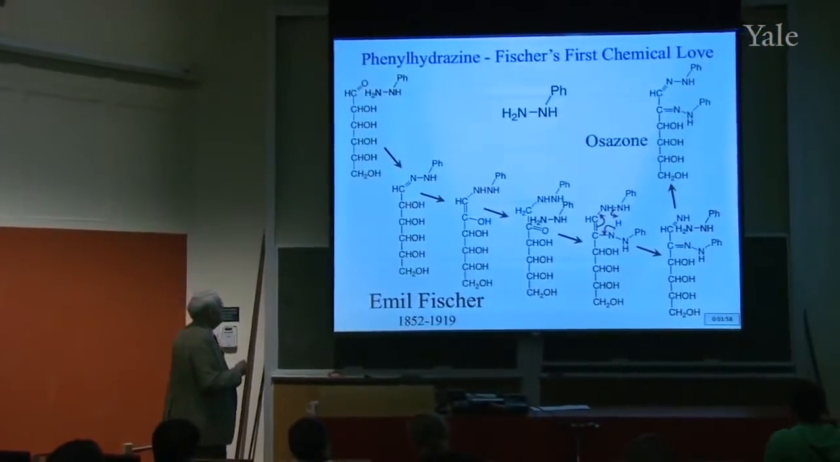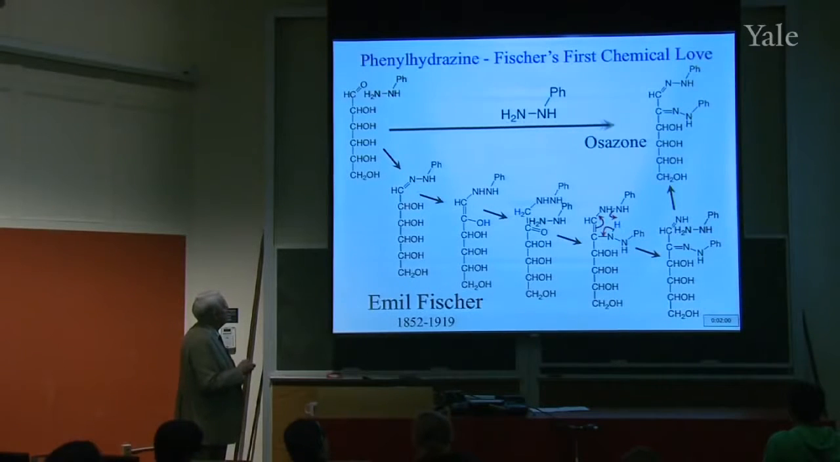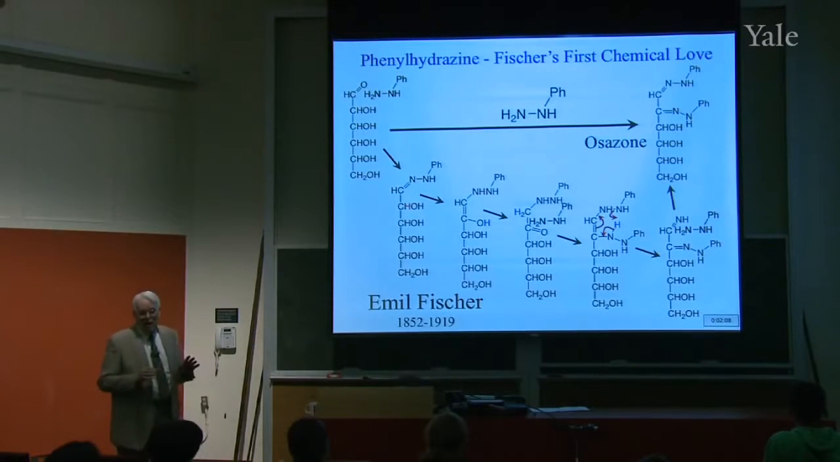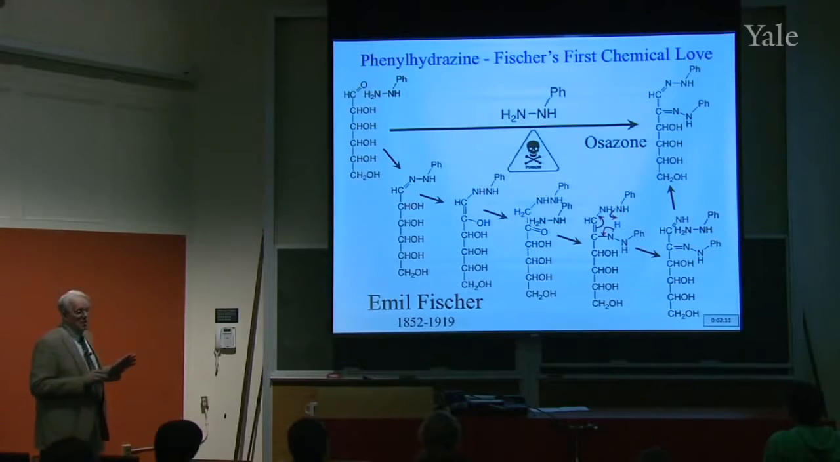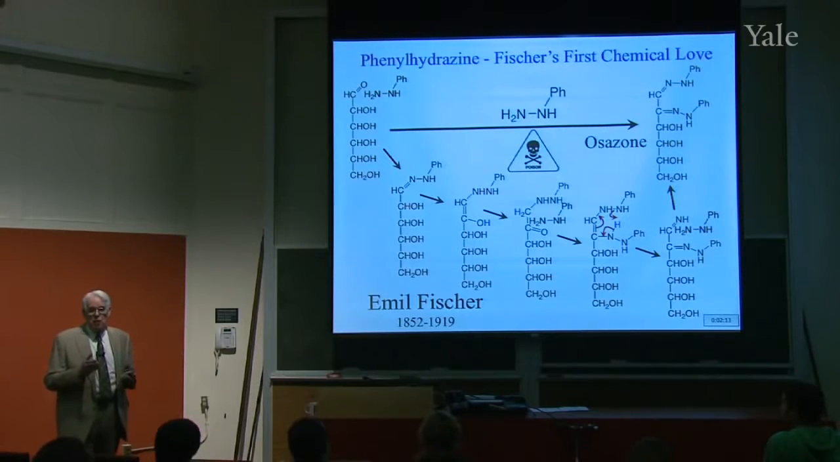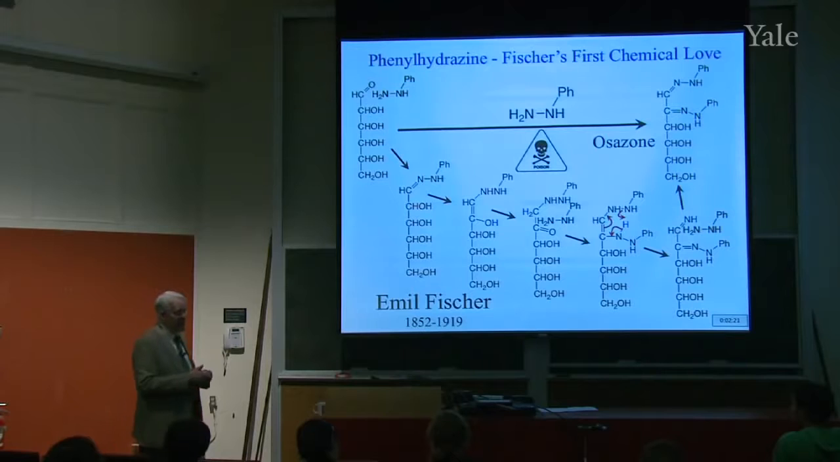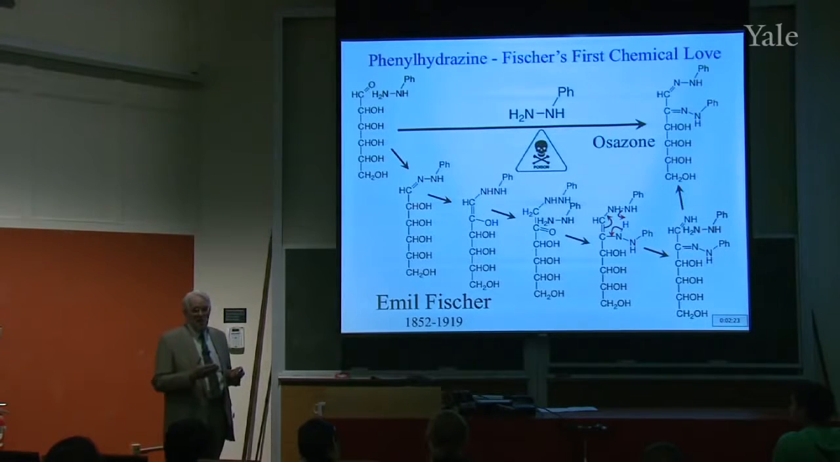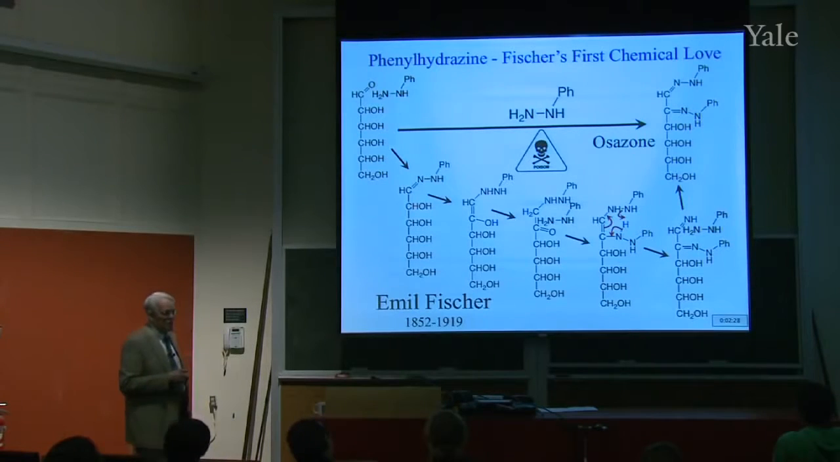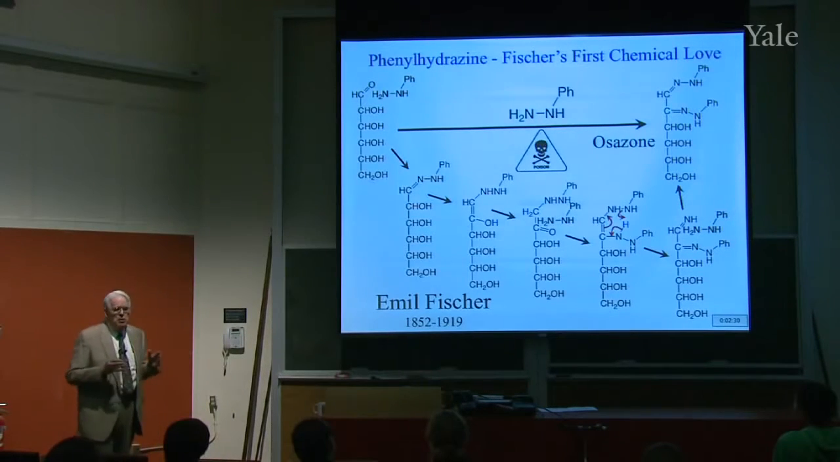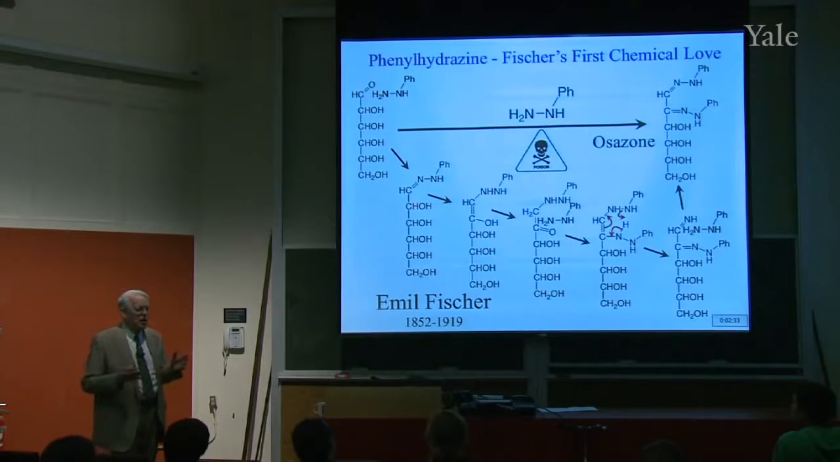Okay, so unfortunately, by treating this with his favorite compound, you could make this. Now, it was his favorite compound, but it's also deadly poisonous, and he poisoned himself very badly. For almost a decade, he was in very bad health because of poisoning himself with this. And in fact, in 1919, he committed suicide. He had cancer at the time, and who knows whether it might have had to do with exposure to his favorite molecule.